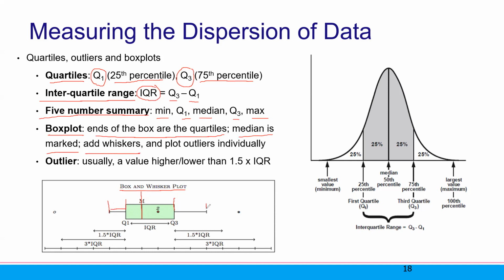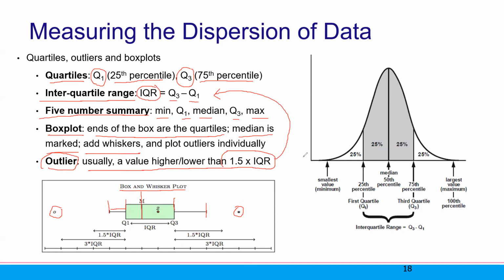Okay, this is the whiskers. And we need to plot the outlier individually. So this is the outlier. What is an outlier? An outlier is usually a value higher or lower than 1.5 multiplied by the IQR. And this IQR is from this one. Okay.